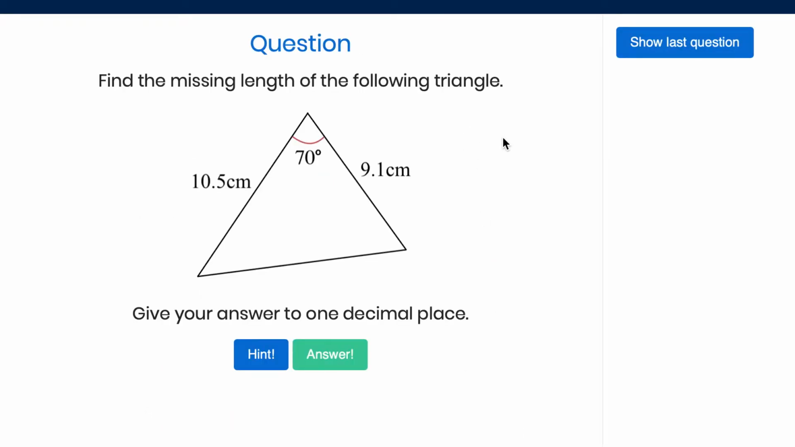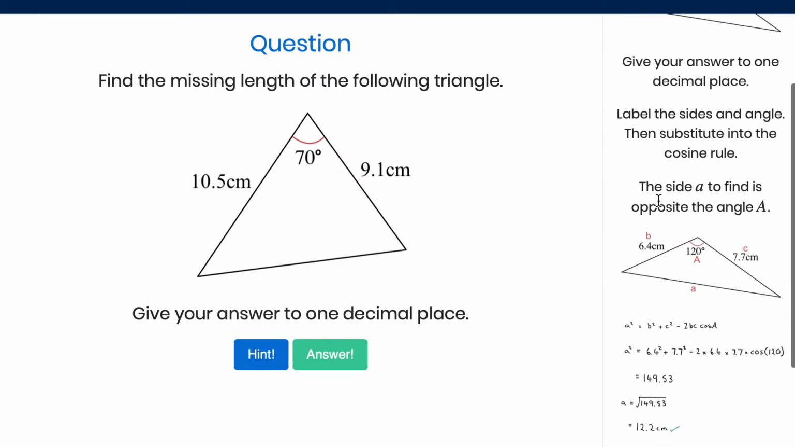Now it's your turn. Here is another example. Find the missing length of this triangle, give your answer to one decimal place. Follow the method from the last question shown here on the right hand side. Pause the video now and have a go.